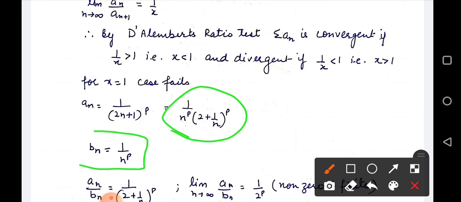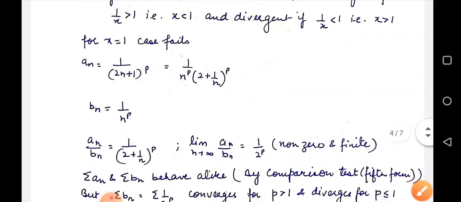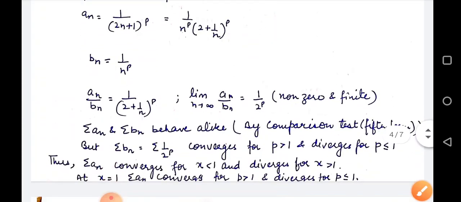So bn is 1 upon n to the power p, looking at that. So take the ratio an upon bn, taking limit n approaches infinity. When we take n approaches infinity, 1 by n is 0. So here you have 2 to the power p, which is non-zero and finite. If it is non-zero and finite, then by comparison test form 5th, summation an and bn behave alike.